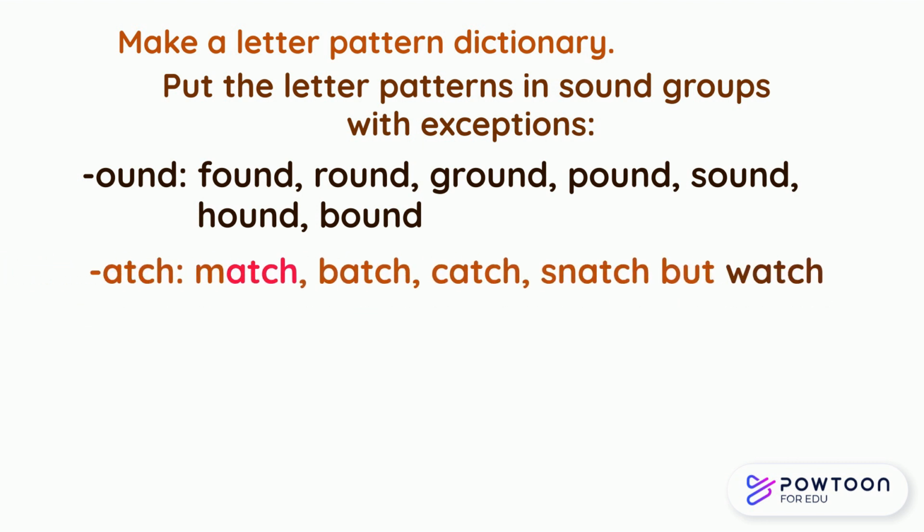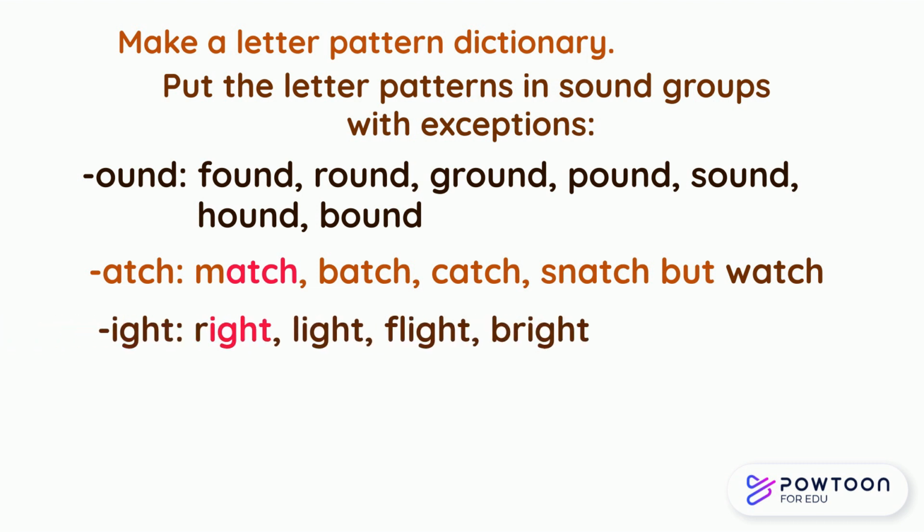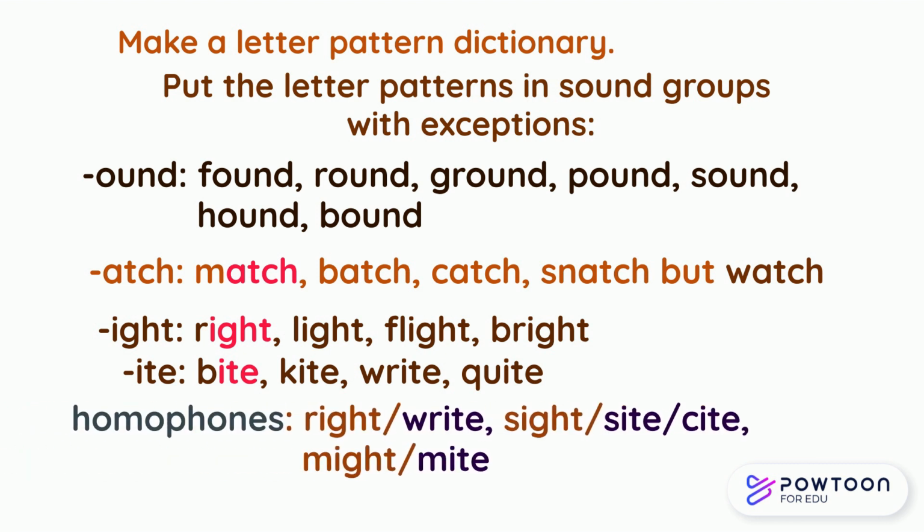And we've got match, batch, catch, snatch, but watch. We have the IGHT pattern with a silent GH in right, light, flight, bright. But we also know that the ITE pattern in bite, kite, right, quite has the same sound. Some IGHT words have an ITE homophone partner: right, sight, might.